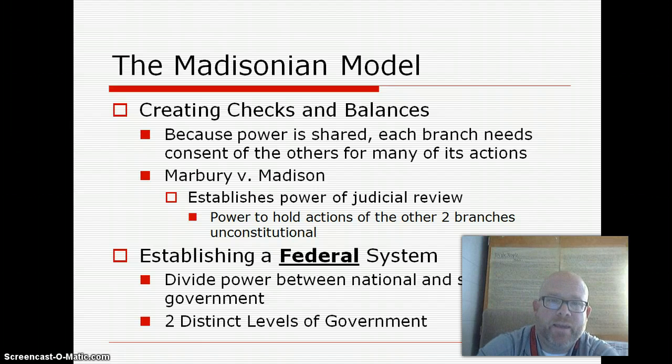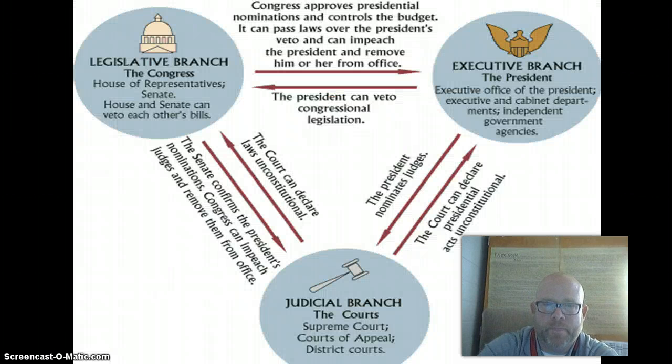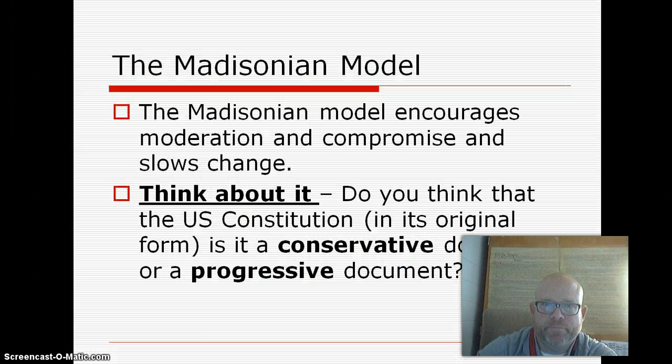Establishing a federal system, again, that was another step that Madison took to make sure that power was going to be divided between national and state government, creating two distinct levels, another check on power. Here's a quick snapshot. This is something you might want to take a longer look at. The three branches of government, it's got the different checks and balances between those three major branches, and this is something that you will definitely see again.